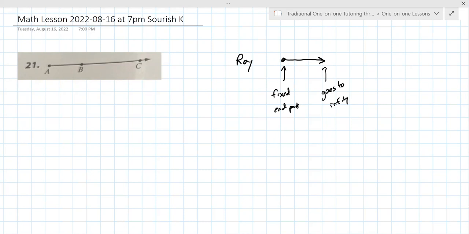Now, when you label rays, you have to do them with order being very important. So for example, ray AC means that it starts at A and goes through C. It starts at A, that's why there's a point there, and it goes through C.